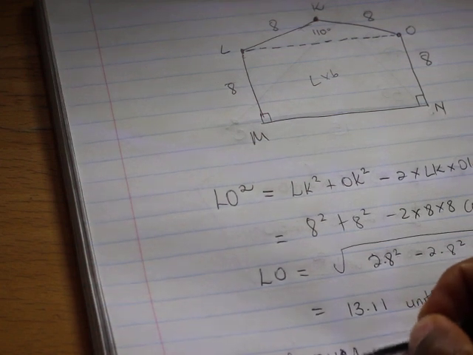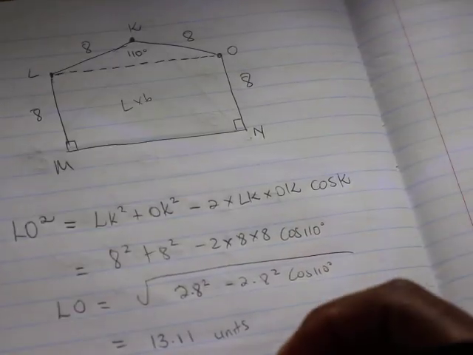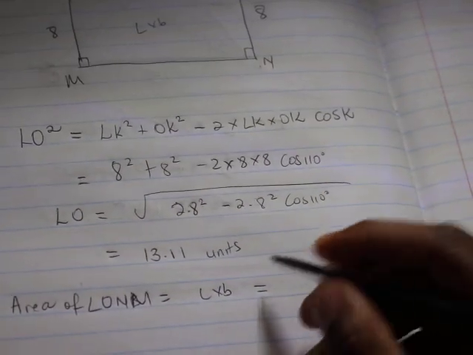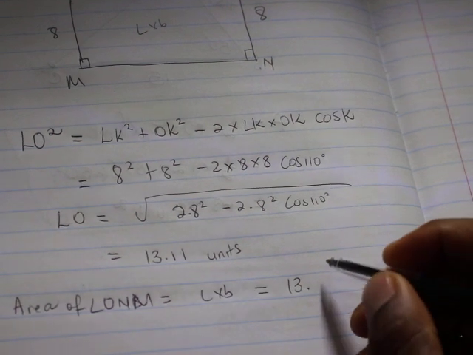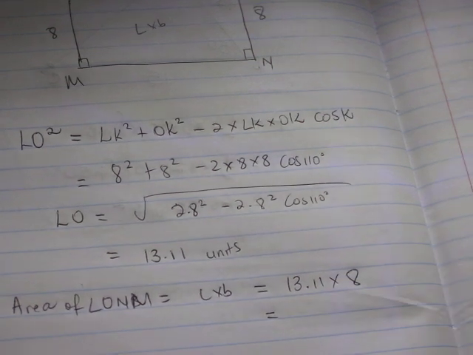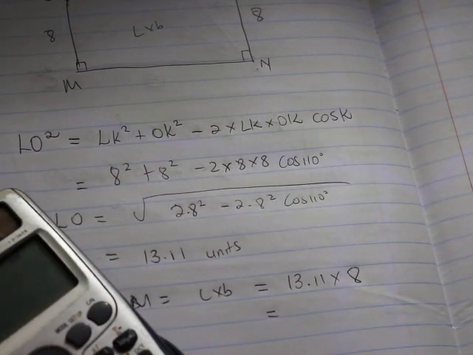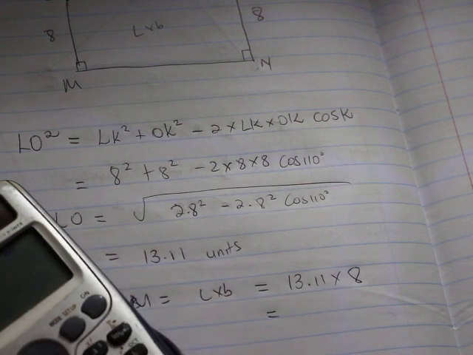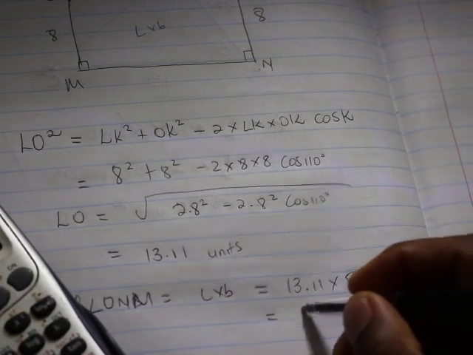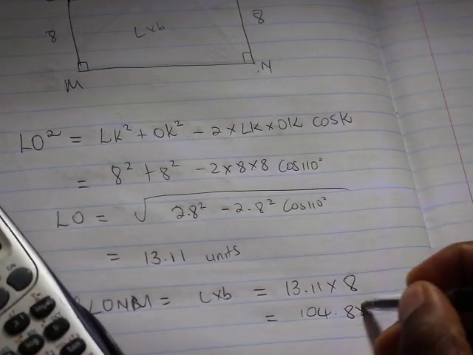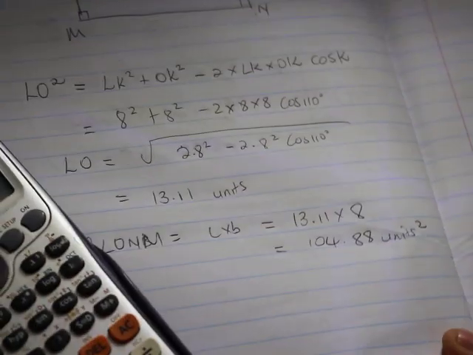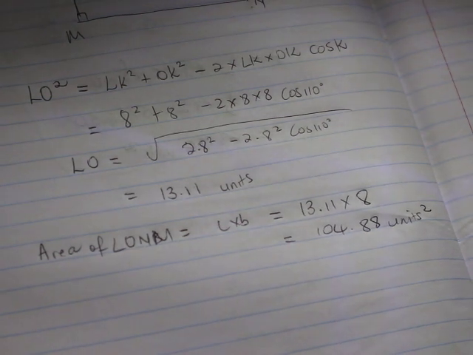LONM, which is just length times breadth. Length times breadth, and we know the length is LO, what we've just found. The breadth is 8, and 13.11 times 8, and that is 104.88 units squared. Okay, so we've got the area of the rectangle.